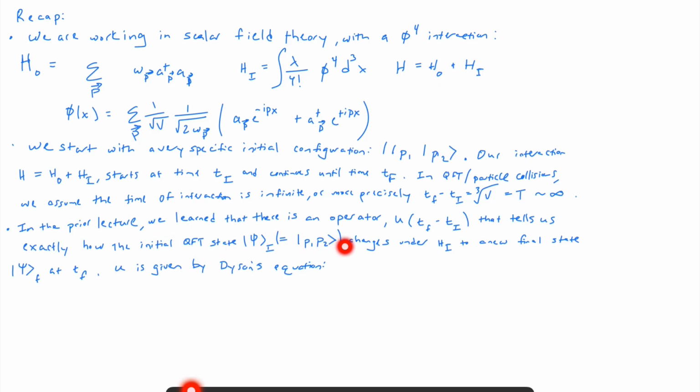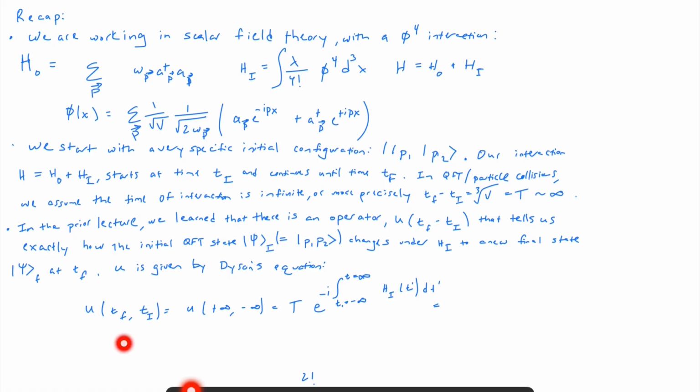In the prior lecture, we learned that there's an operator, U of T sub F minus T sub I, that tells us how the initial QFT state, which I could call psi sub I for the initial state, changes under H sub I to a new final state psi sub F at TF. In this case, that initial state was P1, P2. This is the ket that we use for our initial state. And we learned in our previous lecture that U, this operator that will magically take you from your initial state to your final state if you just plug in the time difference, is given by Dyson's equation. And this is Dyson's equation over here.